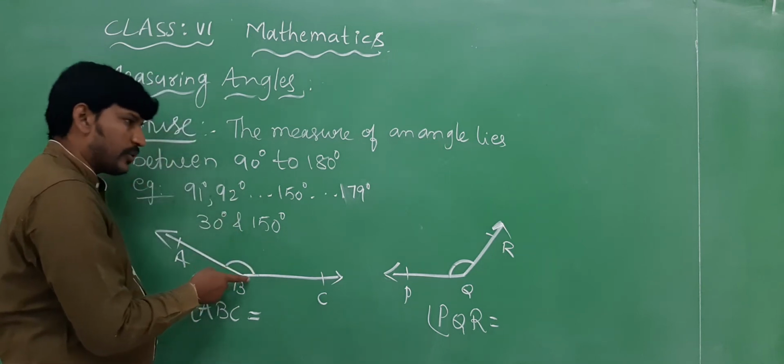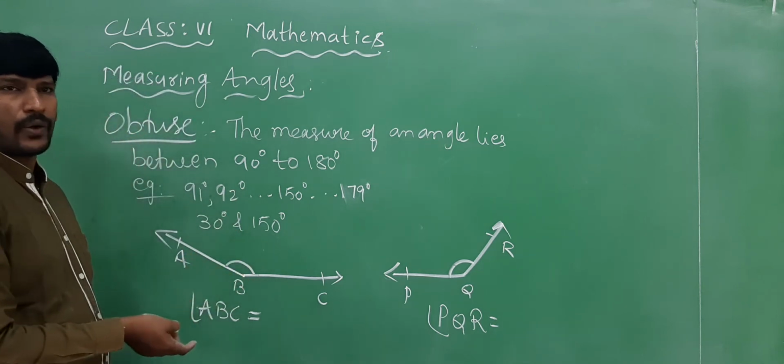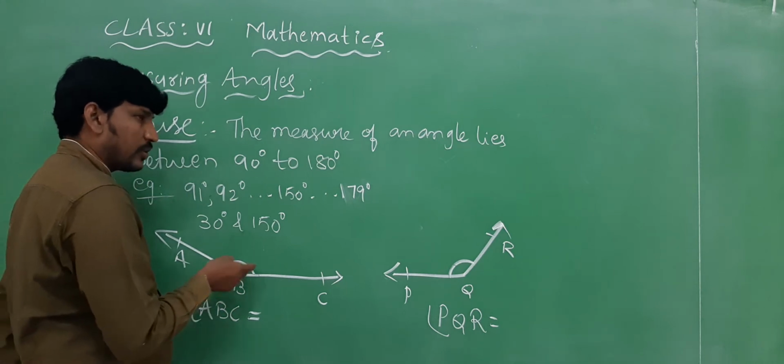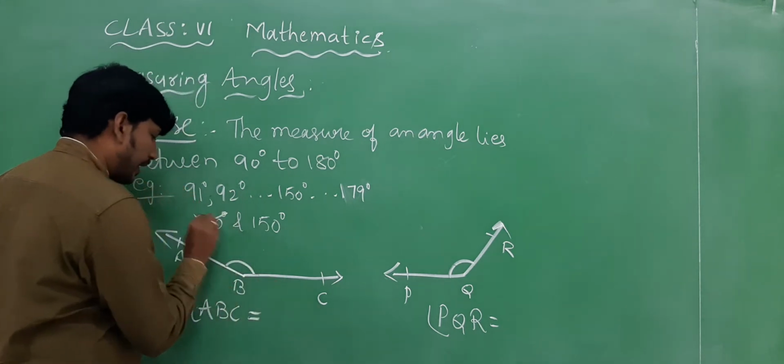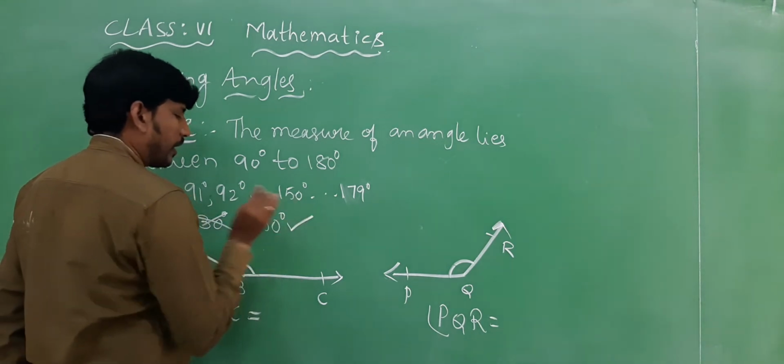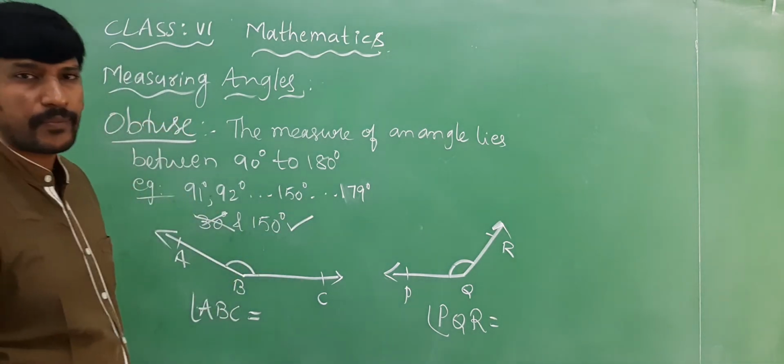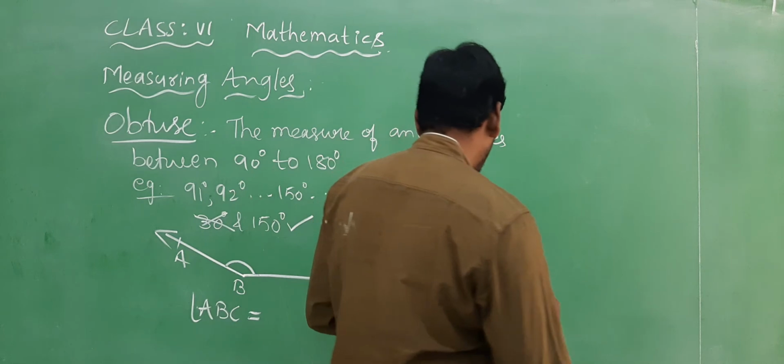Because this diagram, I told you, is an obtuse angle. Right? This figure shows an obtuse angle. So we did not consider the 30 degrees. We take 150 degrees. Clear? So now here also the same thing.